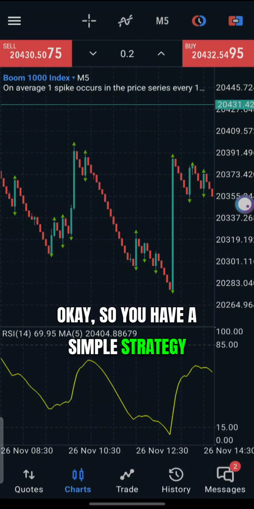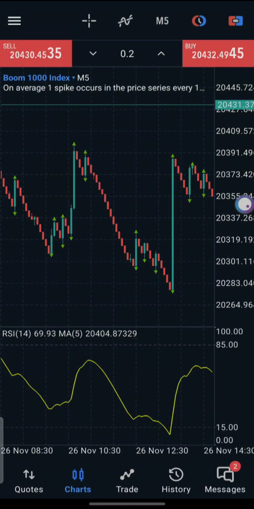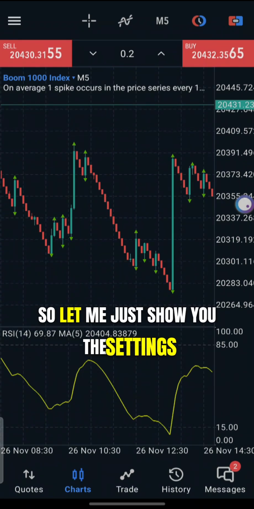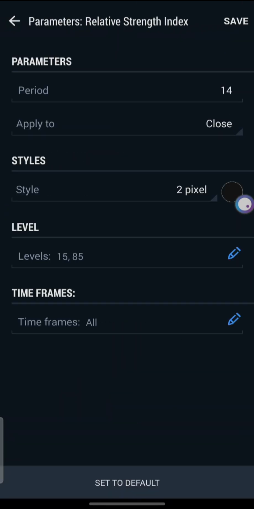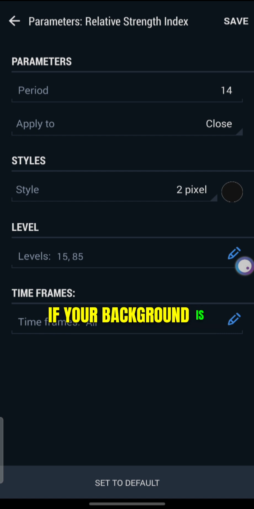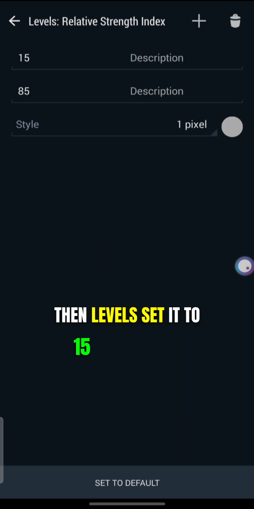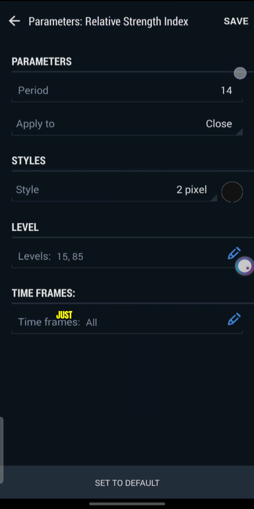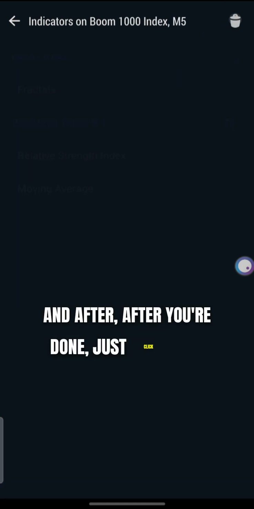Okay, so here is a simple strategy. You're going to need two indicators, the RSI and the moving average, which I've already set up. Let me just show you the settings. First you set up your RSI. Set your period to 14, then apply to close. After that, where it says styles, set the color to your background. So if your background is black, make it black like mine. If your background is white, make it white. And then levels, set it to 15 and 85. Then time frames, just leave it like that. It doesn't matter. After you're done, just click save.